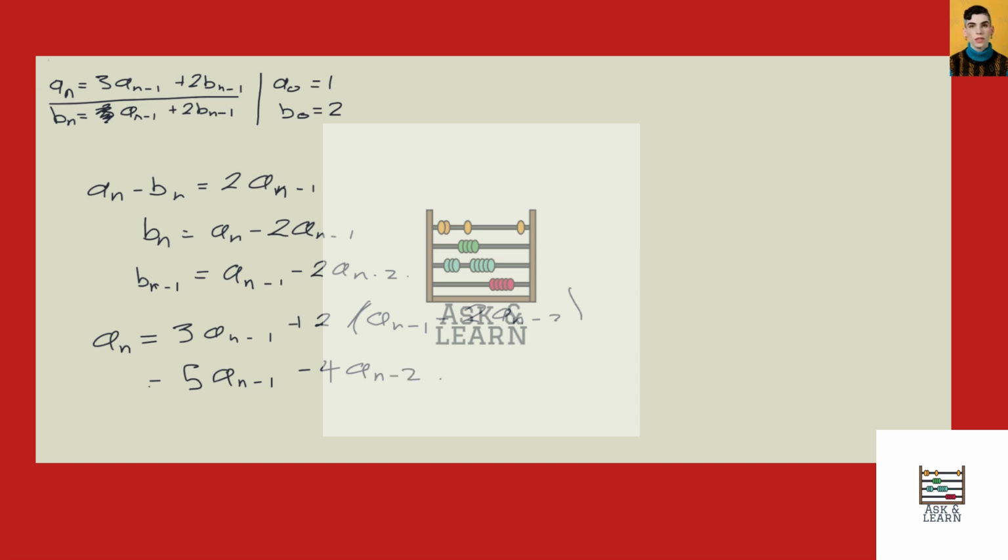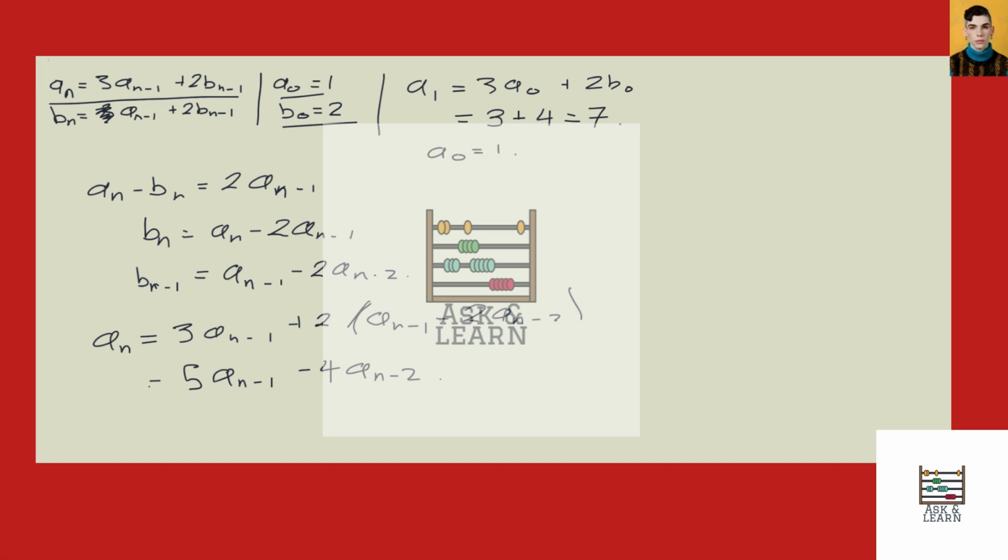Now we have to find our initial conditions. We know that a sub 0 is 1, but to get a sub 1, we'll use the first relationship once again. So a sub 1 is going to be 3a sub 0 plus 2b sub 0. a sub 0 is 1, so that's 3 times 1, which is 3. And we know that b sub 0 is 2, so that's 2 times 2, which gives you 4. So a sub 1 is 7. Then our initial conditions are a sub 1 is 7 and a sub 0 is equal to 1.